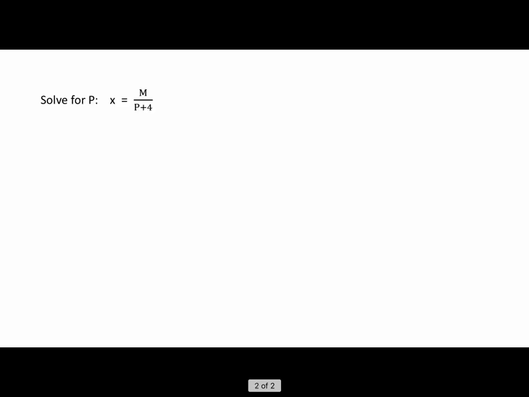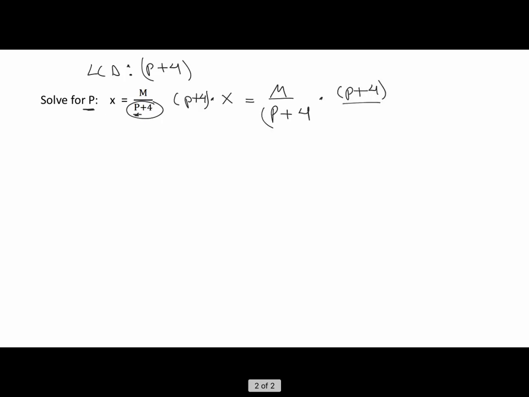So another example of a literal equation here, x equals m over p plus 4. And we want to solve for p this time. So let's see. First we need the least common denominator. There's only one denominator, p plus 4, so that's going to be my least common denominator. I'm going to multiply p plus 4 to the left side of the equal sign, and I'm going to multiply p plus 4 to the right side of the equal sign.